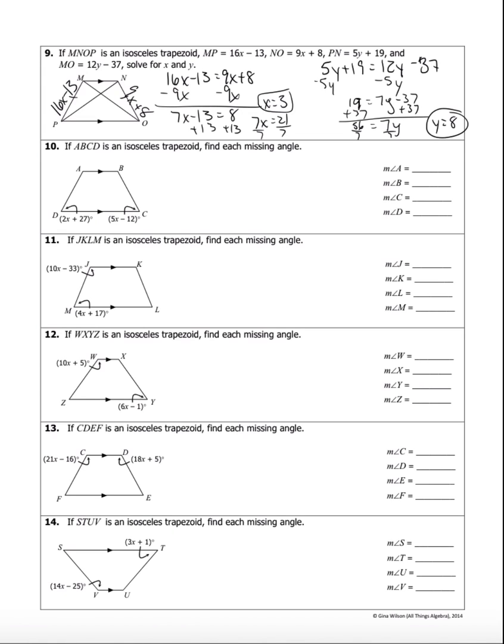Now in number 10, we have some base angles that are given. And in an isosceles trapezoid, the base angles are congruent. So let's find x to start off with by setting these two equal to each other. Subtract 2x from both sides. 27 equals 3x minus 12. Add 12. That's 39. x equals 13.